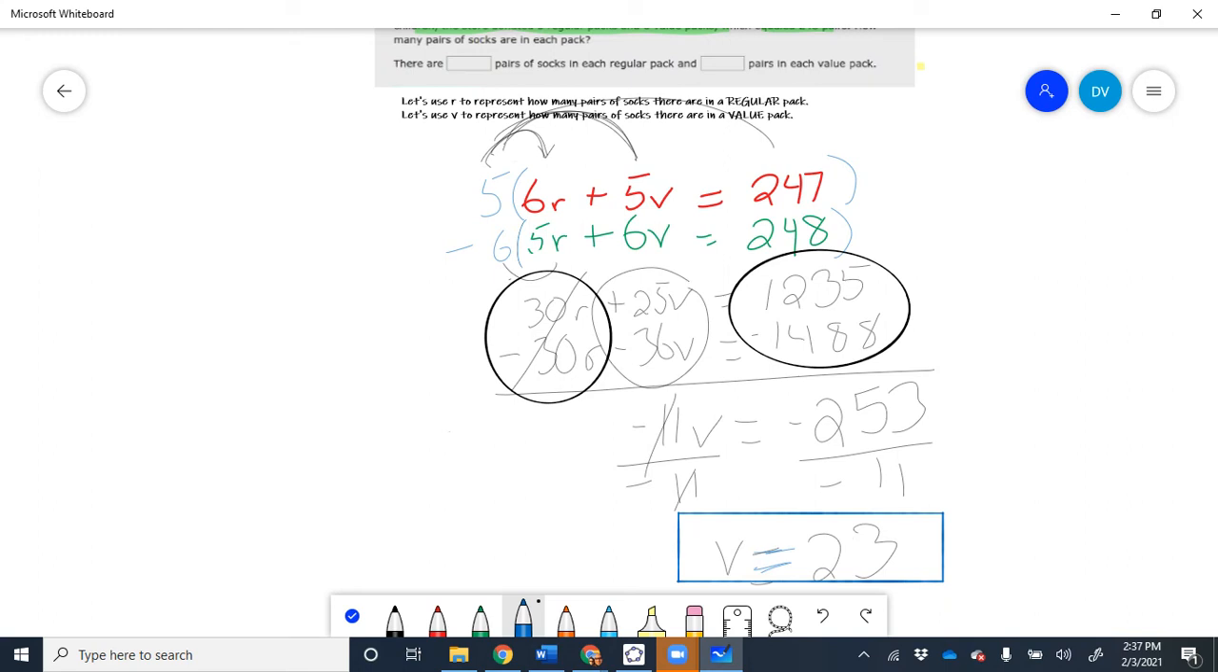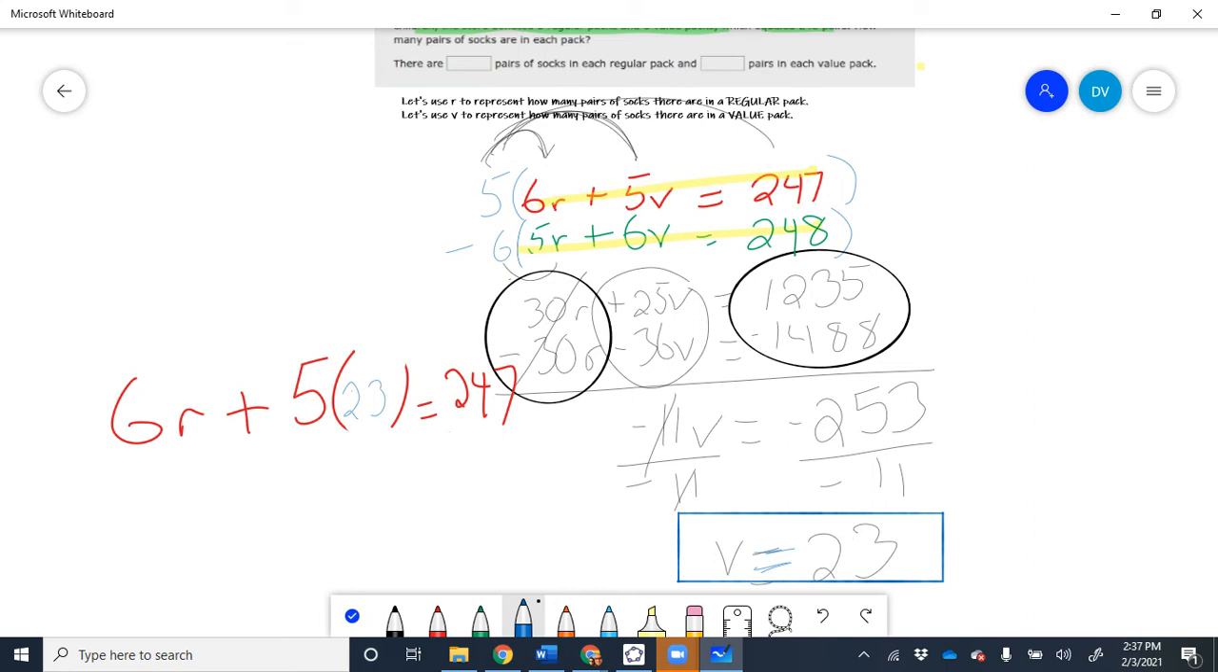Let's go back to either one of these first equations, the red one or the green. It doesn't matter. I'm going to do the red one, but you could do the green if you want. If we write that red equation, 6r, watch how I write the v. I'm going to put the v in parentheses. And now I'm going to erase the v and replace it with 23. Okay.